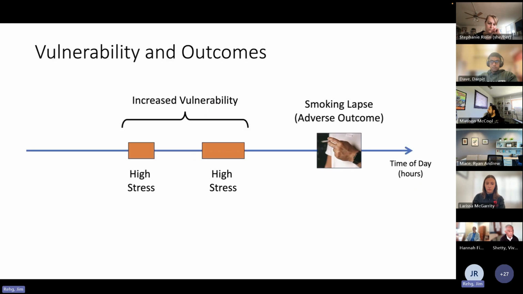Okay, so then the question is, what can we do about it? And so I just want to take you through a little schematic, and this again may be familiar to you, but this is a little schematic around how you might use behavioral intervention to improve outcomes. In this example, there's an individual who's trying to quit smoking.